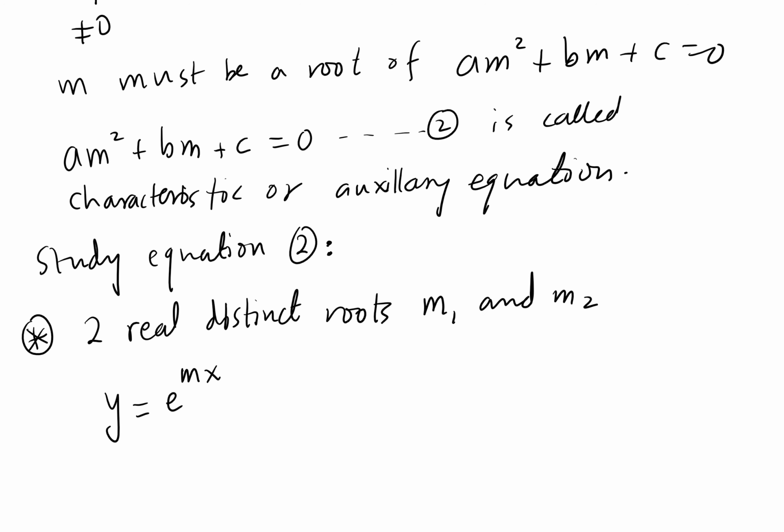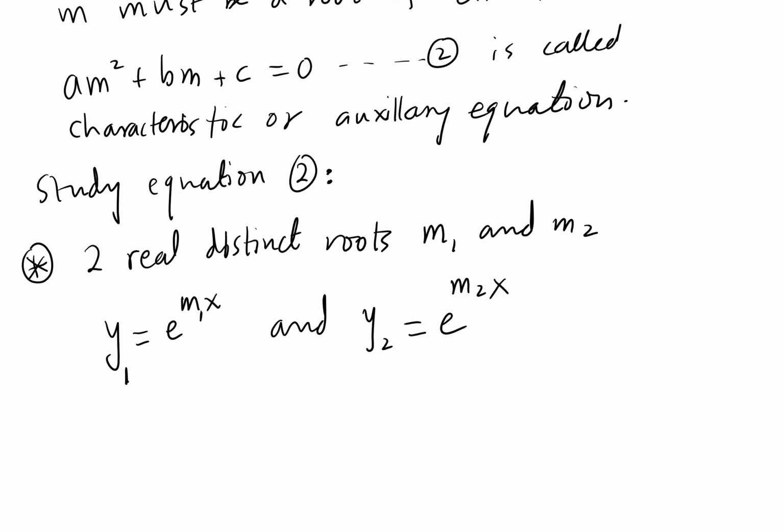But you can say, wait, you're saying there are two real roots, m1 and m2, so there are two solutions, supposedly. Well, the way we do it, we call this y1, which corresponds to m1, and y2 equals e to the m2x is the other solution. These are the solutions. Now the general solution, I'm going to call it y sub g, is going to be what?